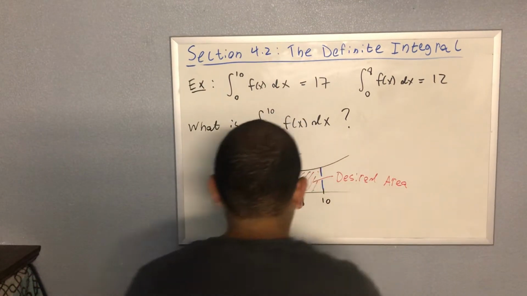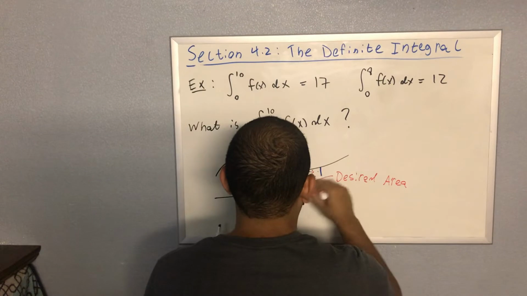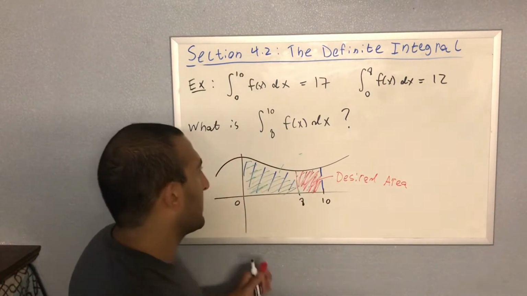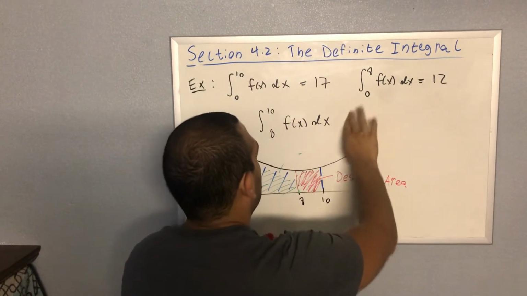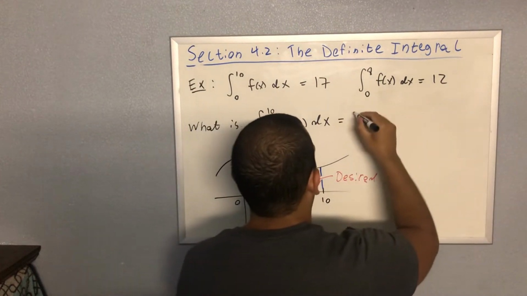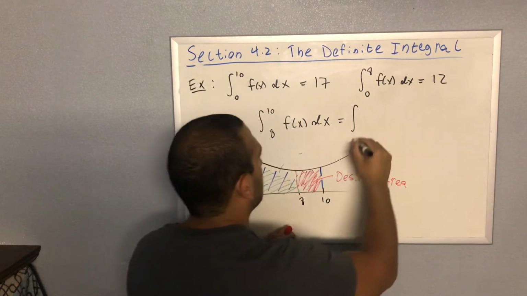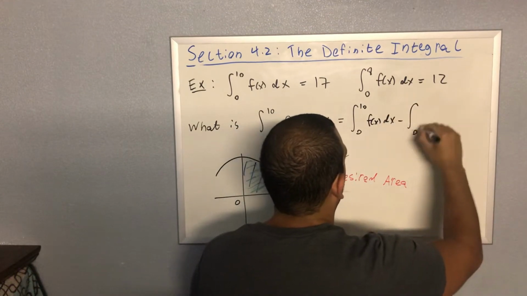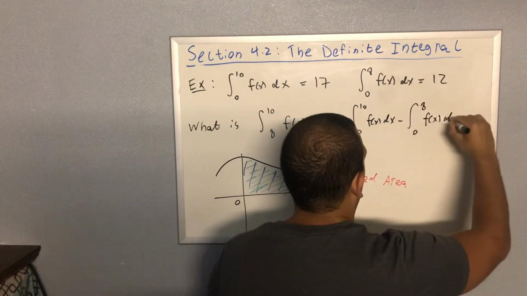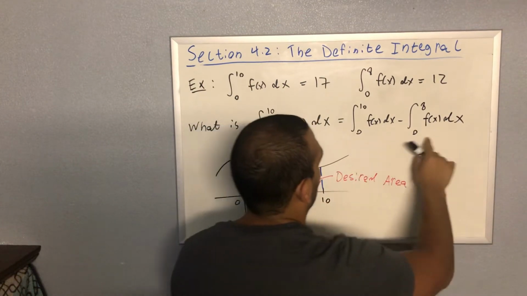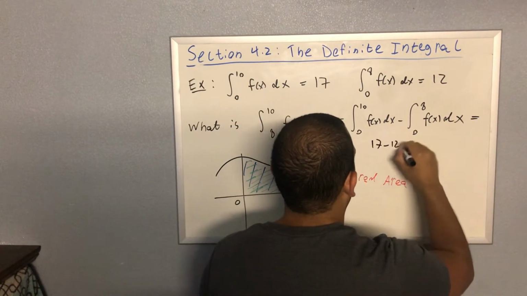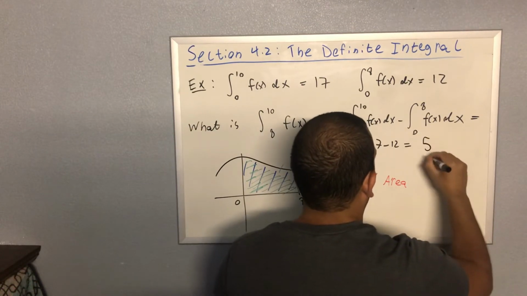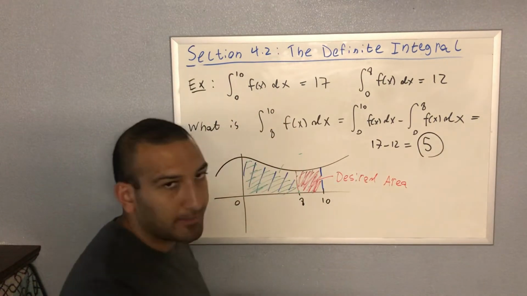And being able to make pictures out of these scenarios is really good, because you will understand this on a much better level when you see pictures of it. So this is literally going to be the area up to 10 minus the area up to 8. Remember, this was 17 and this is 12. So 17 minus 12, so it's just 5. So the area that we're looking for is just 5, this area right here.